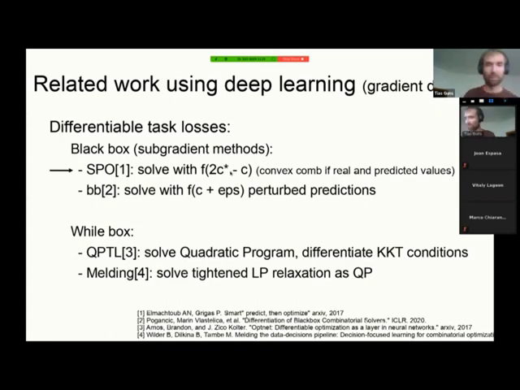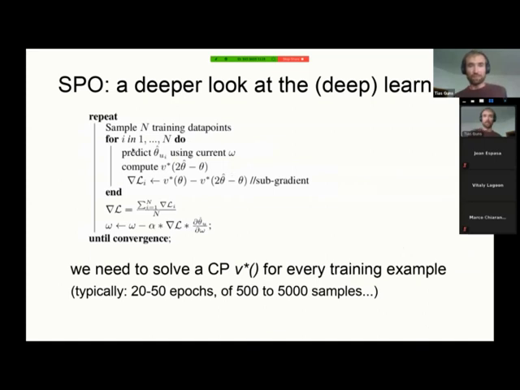Now I see I'm getting into a bit of timing issues, but let me still give you a bit of a hint of this. This is the kind of batch gradient descent thing that we do. We sample some training data, we compute the predictions, then we do this optimization over this convex combination of the predicted values. Then we take the difference between the real solution and the solution that we got from these perturbed predictions, and we use that as a subgradient to update the loss function and so forth. This works quite nicely, but we have to solve our optimization problem for every training example.